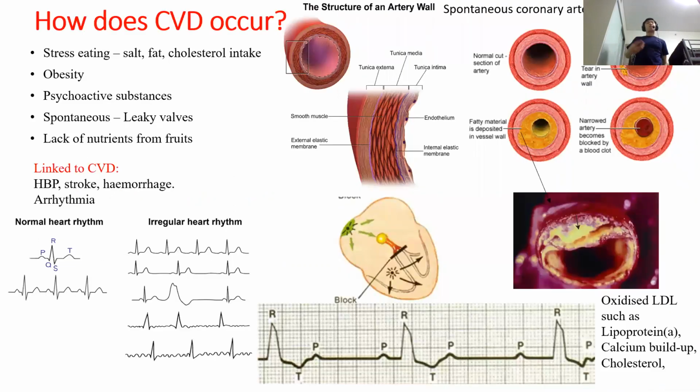So how does cardiovascular disease occur? It's through spontaneous coronary artery dissection, known as SCAD. This is because of a tear in the artery wall, and the tear is usually because of the muscles that help to contract or relax the blood vessels. As you age, these muscles lose their function, so they spontaneously tear because of wear and tear as well.